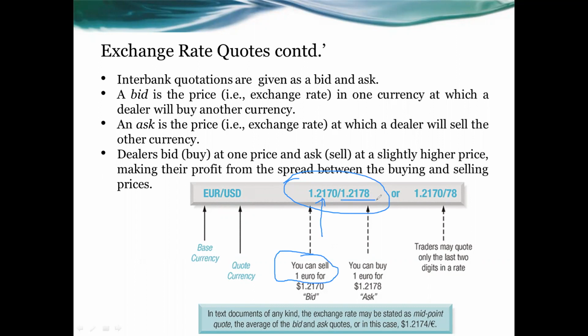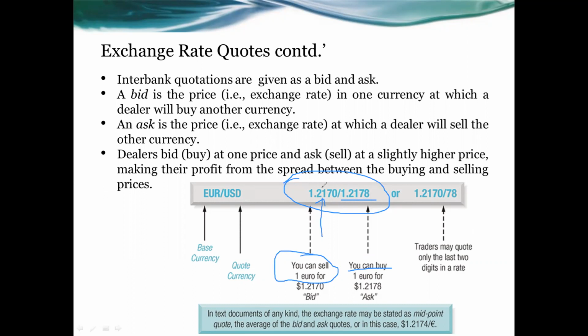And this is what we call the ask price. Ask price means the bank is willing to sell. When the bank is willing to sell, you can buy foreign currency from the bank at this price. Right? Therefore, don't get confused with these two different points.